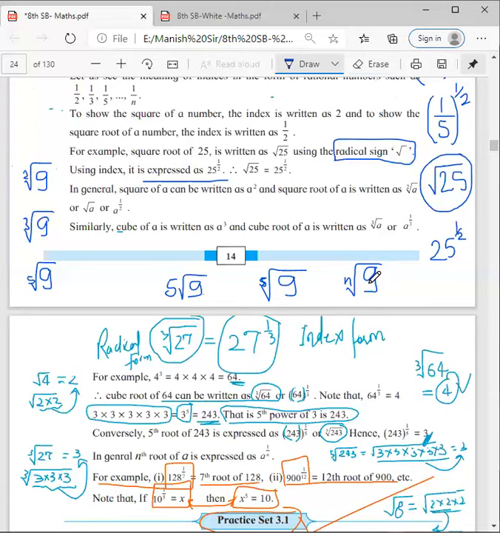If you want to write in a radical form, you can write in this way. But if you want to write in an index form, so what you can do? This can be written as 9 raised to 1 upon 2. This can be written as 9 raised to 1 upon 3. Just try to understand, 1 upon 3. This can be written as 9 raised to 1 upon 5.